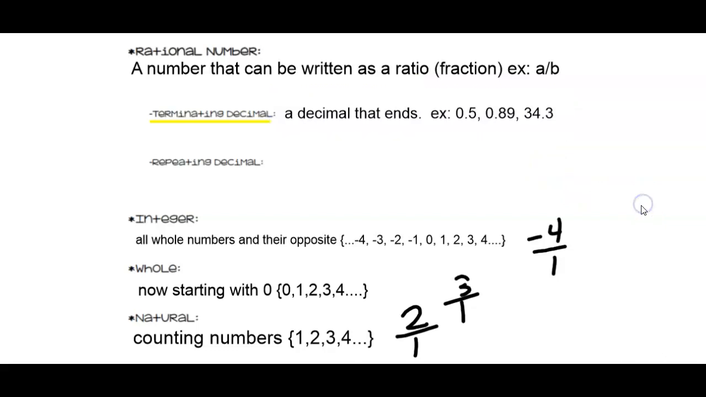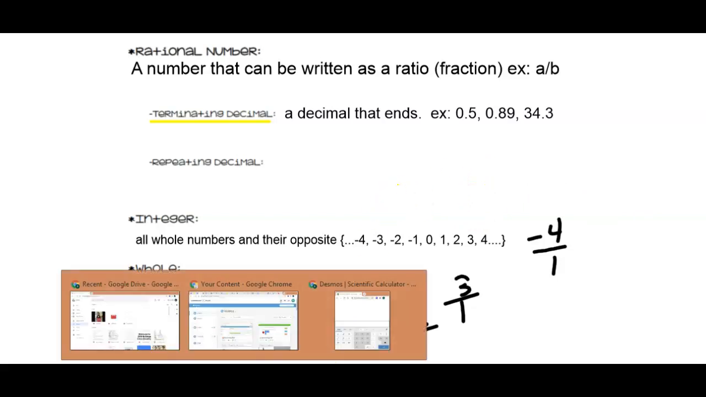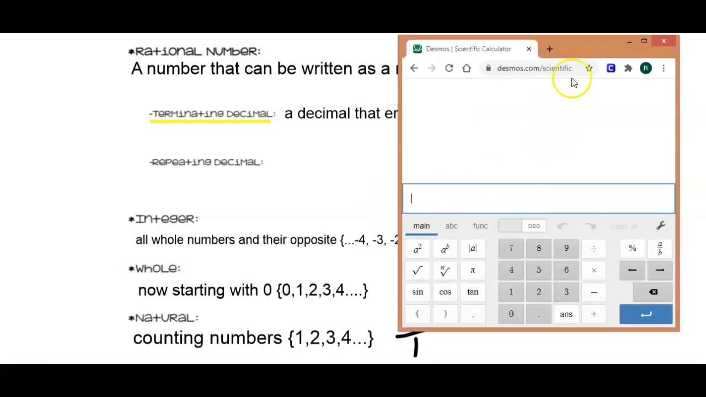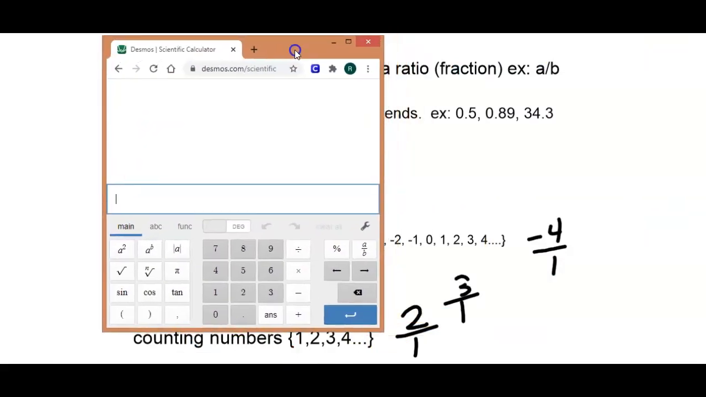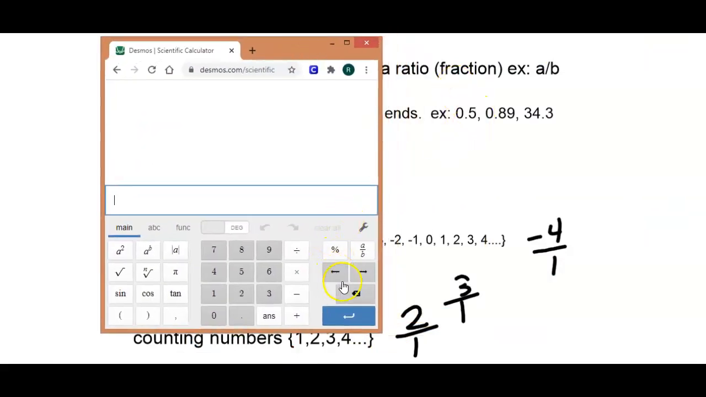And guys, believe it or not, they can be written as fractions. So just to kind of prove it to you, I want to pull up my Desmos calculator. So if I have the decimal 0.5, and I want to convert it into a fraction, there is going to be a way to do that.